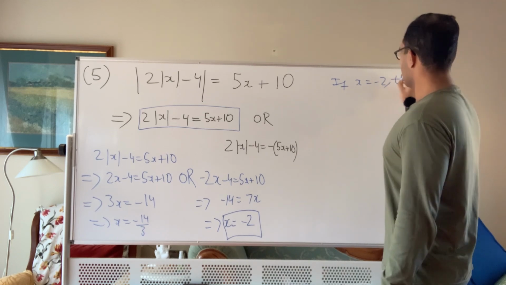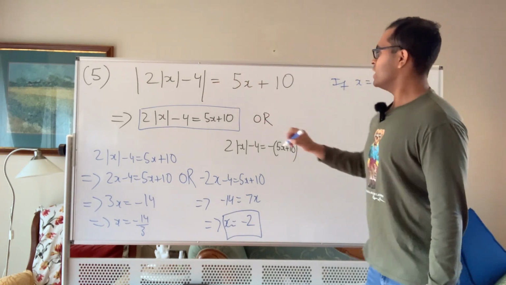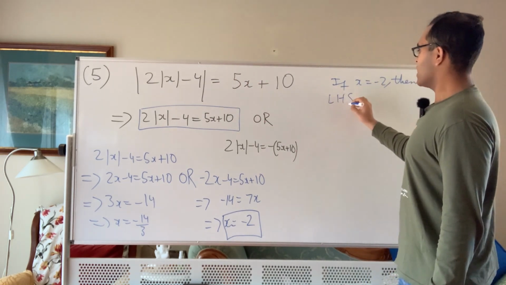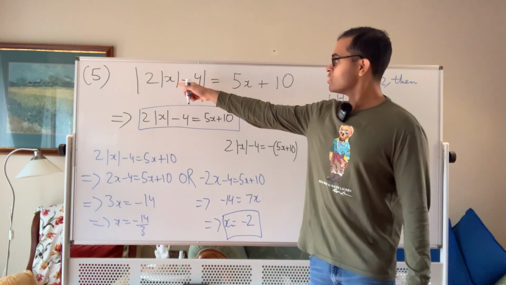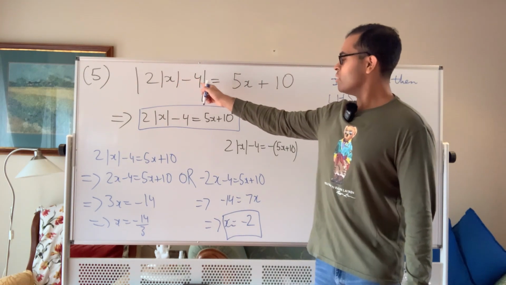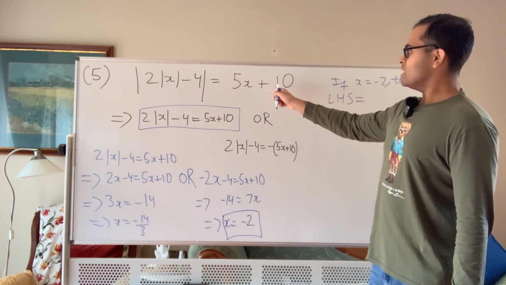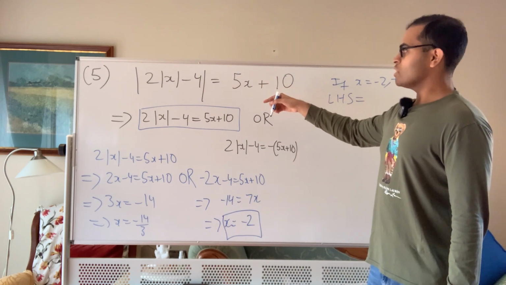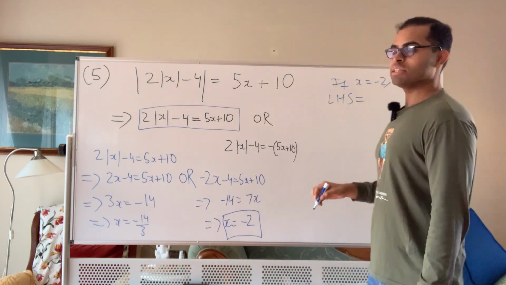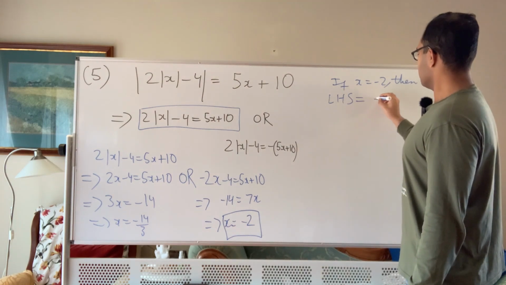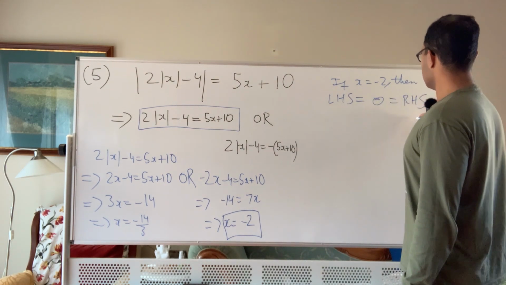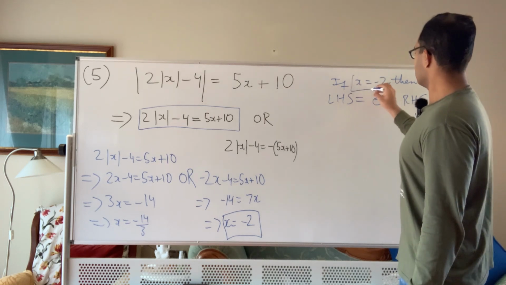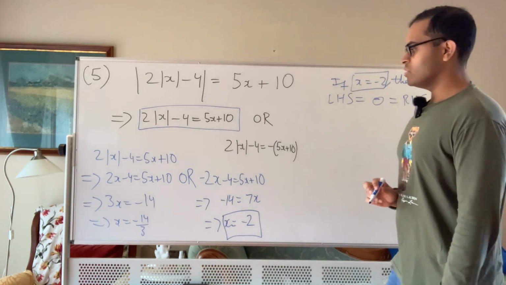then we're going to get this side, LHS, left hand side, is equal to absolute value minus 2 is 2, so it's going to be 4 minus 4, which is 0, and 5x plus 10 is going to be the right hand side, which is also going to be 0. 5 times minus 2 plus 10, which is 0. So LHS is going to be 0, and that's going to equal the RHS. So that is a valid solution. So x equals minus 2 is a valid solution to this equation.